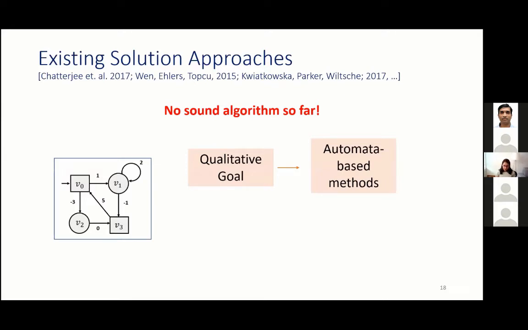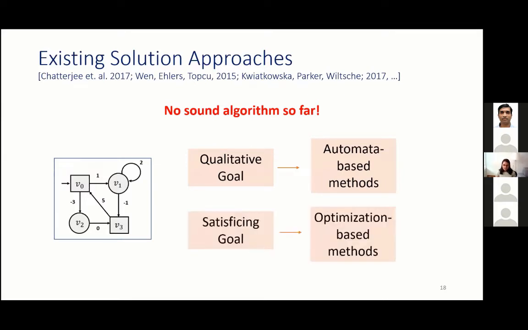solved using automata-based methods. Satisficing goals, however, in existing work have been solved using optimization-based methods, numerical methods. In reality, what they are doing is that they're solving a min-max game between the system and the environment player, and that requires optimization-based algorithms. The problem here is that automata-based methods and optimization methods are so different that their combination is actually not seamless. And it is when existing works have tried to combine both of these techniques that the soundness guarantee fails.